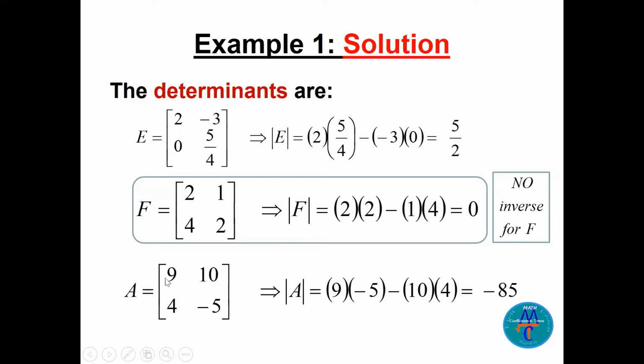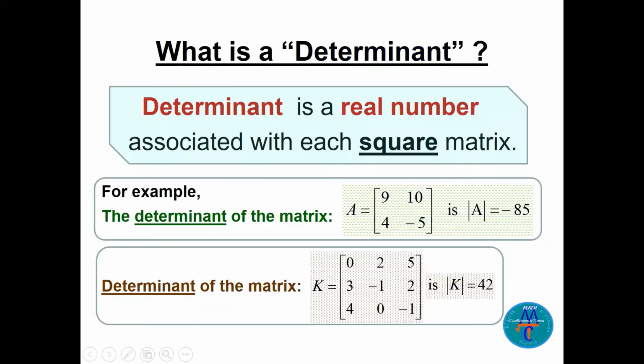Now let's look at A. Find the determinant. It's 9 times minus 5 minus 10 times 4. So that would be minus 45, minus 40, minus 85. You see the number here? The number I showed you at the beginning here, minus 85. See, this number here is the determinant. I found it in example number 1.